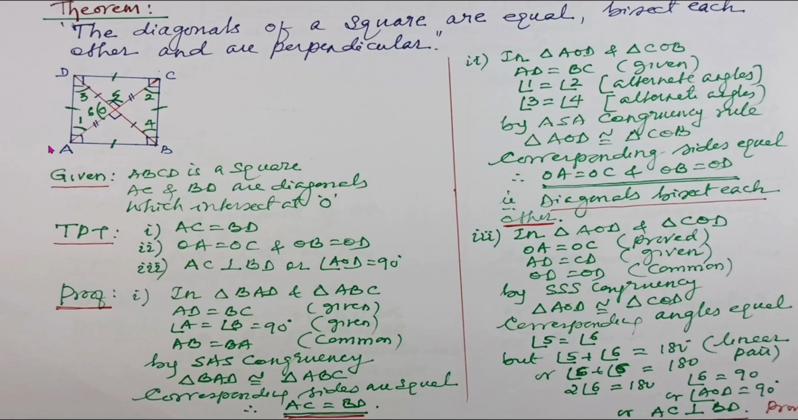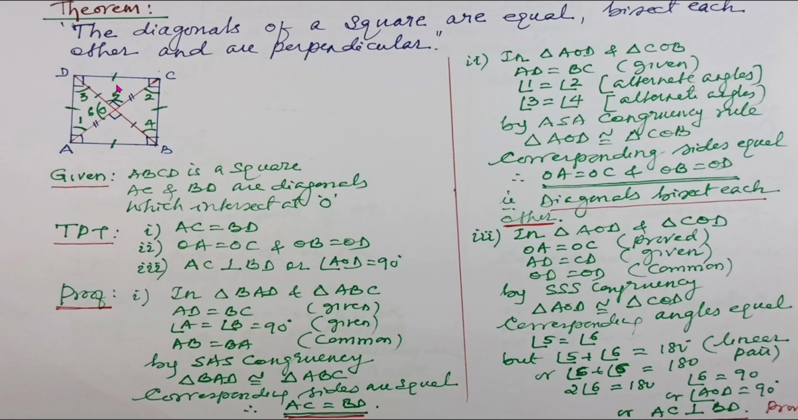Let us consider two triangles again, triangle AOD and triangle COD. In triangle AOD and COD, we know that OA is equal to OC, just we have proved it, and we know that OD is common to both the triangles, and AD is equal to CD. That means all the three sides of the triangle AOD and COD are correspondingly equal. Therefore, by SSS congruency criteria, these two triangles are congruent. That is, triangle AOD is congruent to triangle COD.